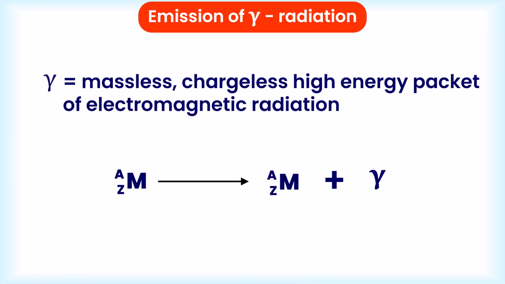And the last one is emission of gamma radiation. During the emission of gamma radiation, both mass number as well as atomic number remain unchanged.